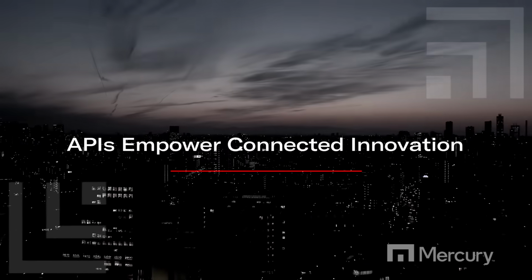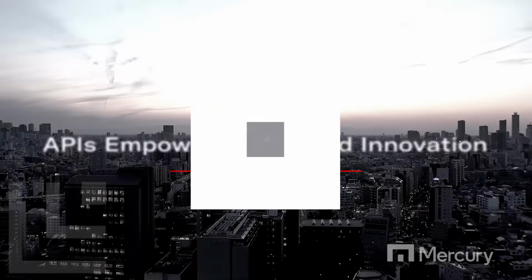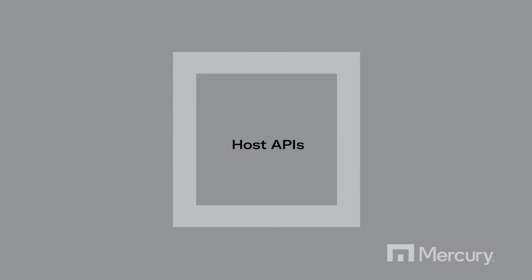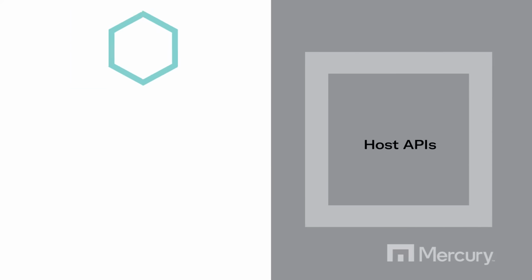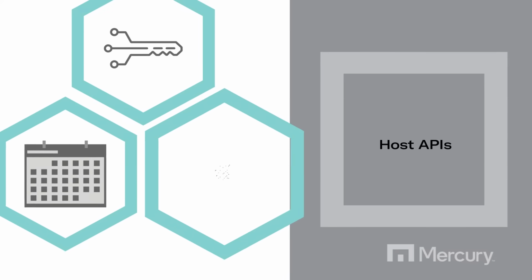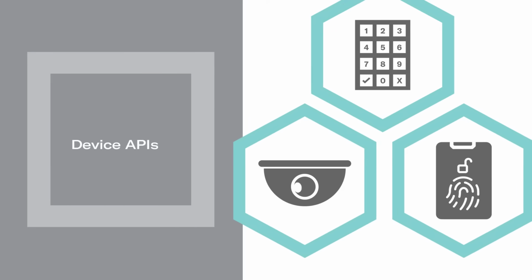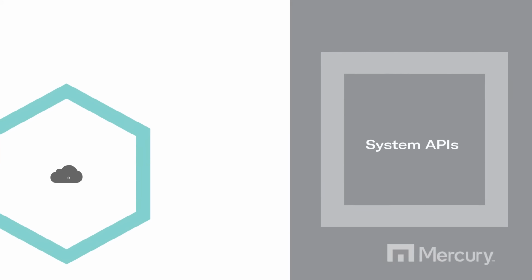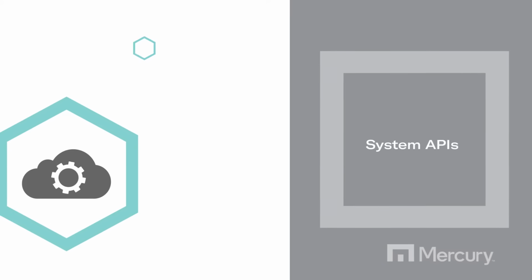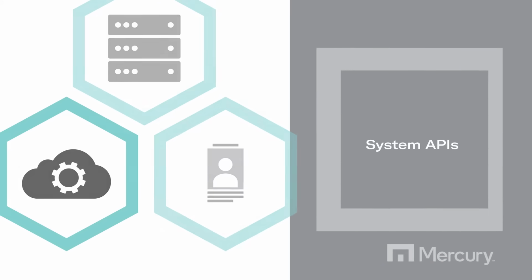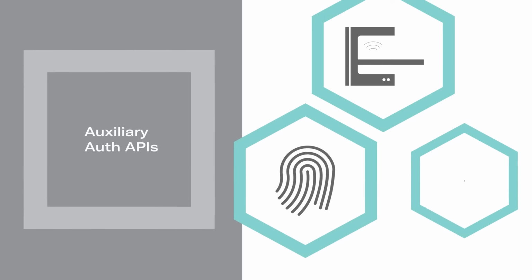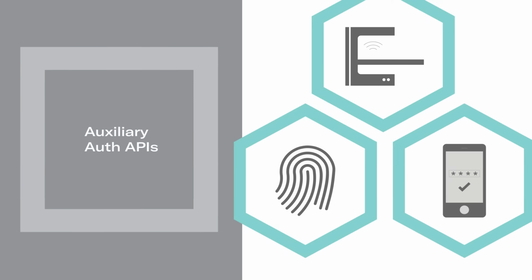APIs empower connected innovation and include host APIs to facilitate management of core controller functions, such as access logic, event handling, and system configuration. Device APIs that integrate locks, sensors, biometric readers, and other hardware. System APIs to sync with IoT management systems, databases, cloud platforms, and identity systems. And auxiliary auth APIs that enable PKI-based authentication, biometrics, multi-factor authentication, and custom credentials.